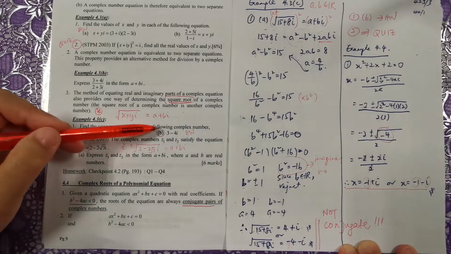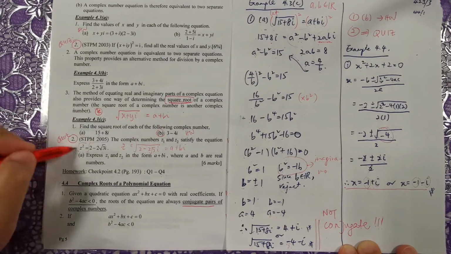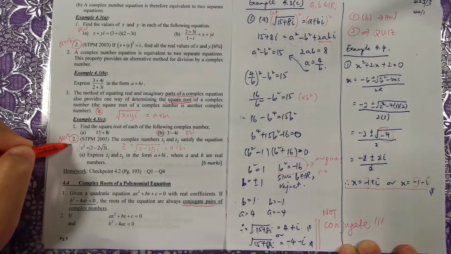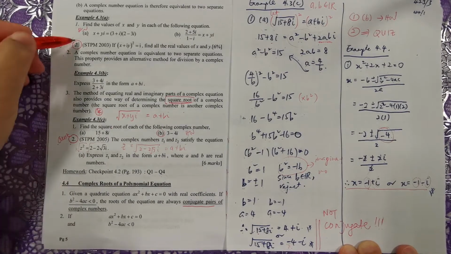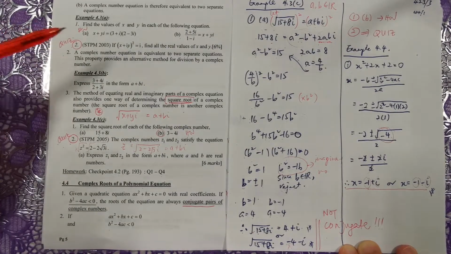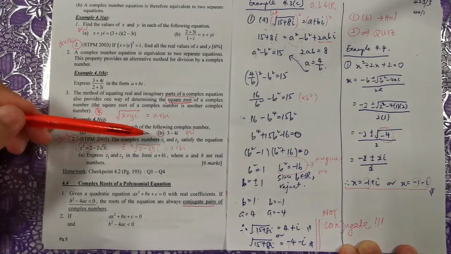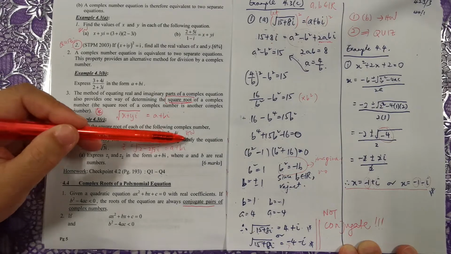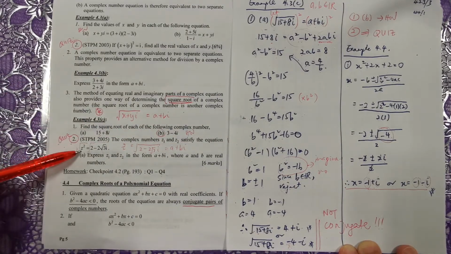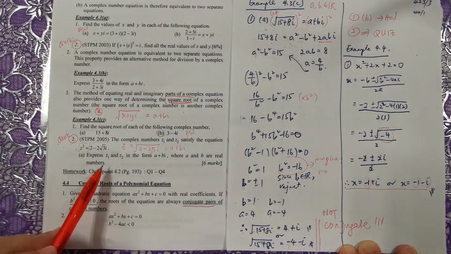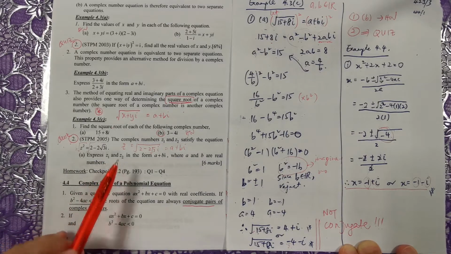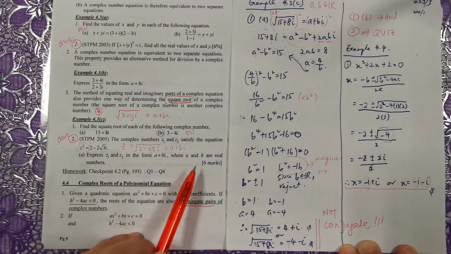Okay. So B you do as homework. Then I want you to complete 2 as a quiz also. STPM 2005. Do this as your quiz. So this one and this one. Look at this. The complex numbers Z1 and Z2 satisfy this equation. Alright, so you're asked to express Z1 and Z2 in the form A plus Bi, where A and B are real numbers.